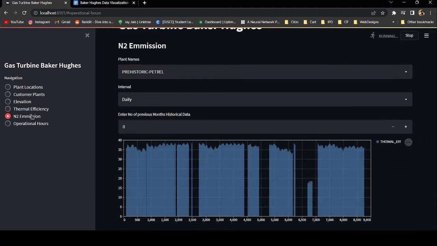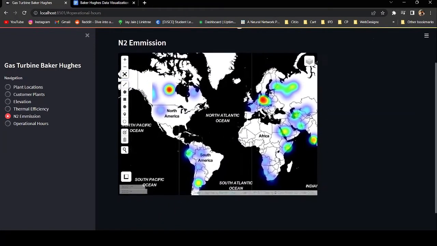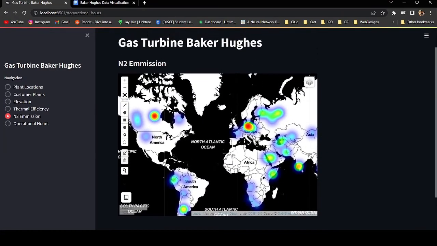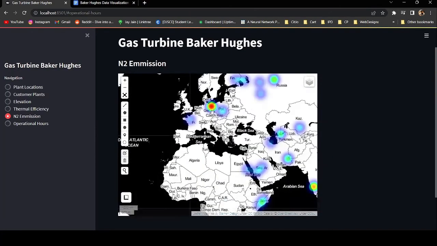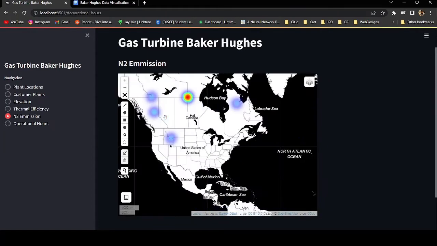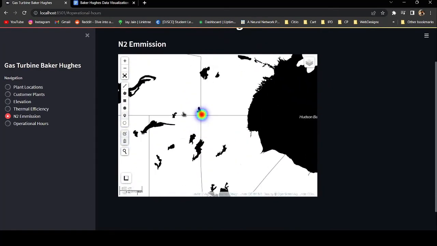Then moving on, we have the N2 emission. The N2 emission here is a very responsive heat map. We chose the heat map because it shows spread-out data values quite well. To monitor the spread of these emissions, the UI is quite interactive. Here, the UI has many features, like you can add markers or circles to take note of these regions and take necessary actions further.